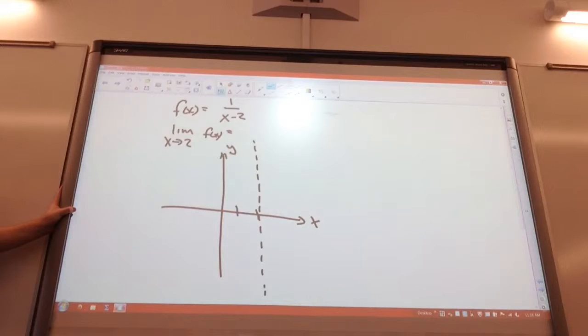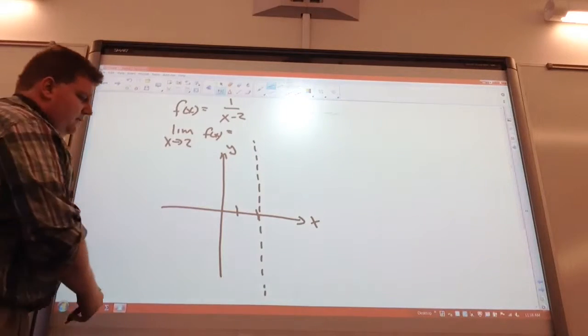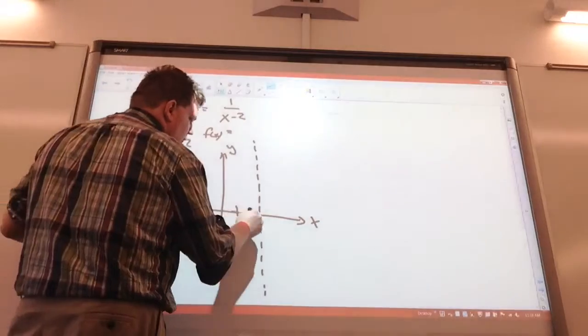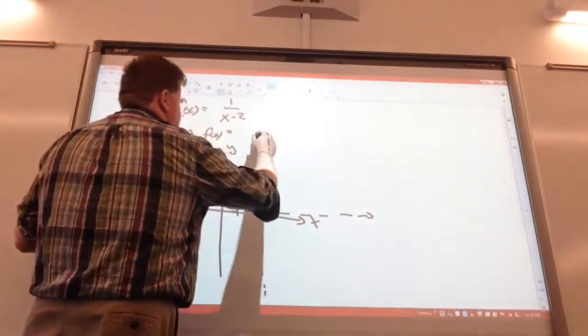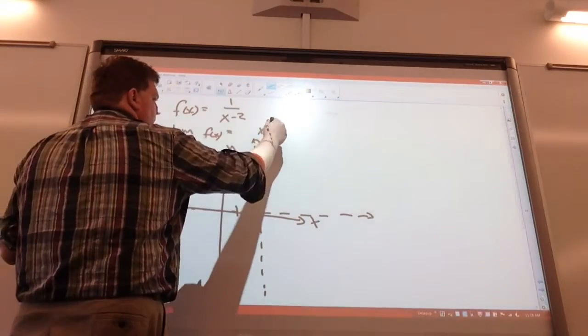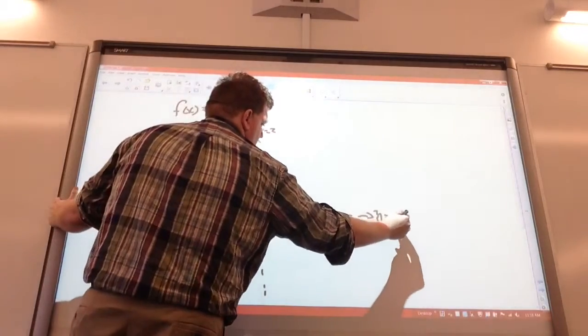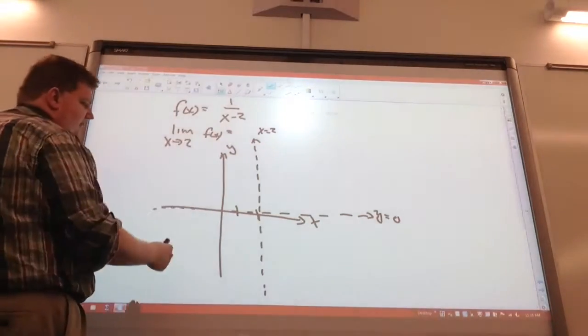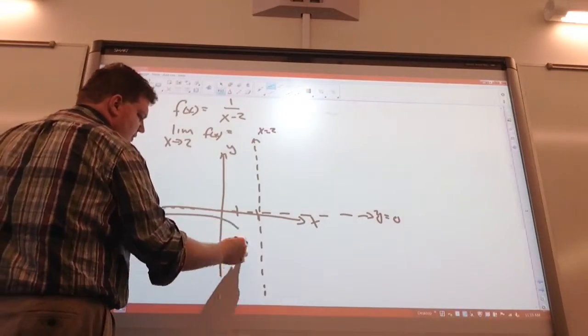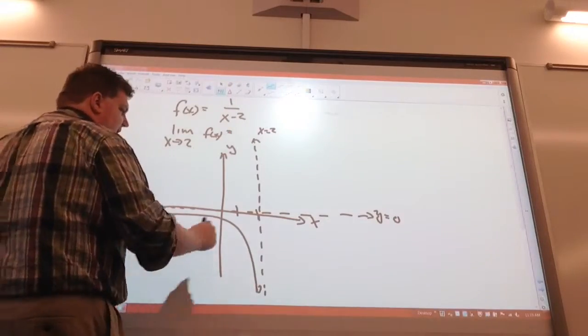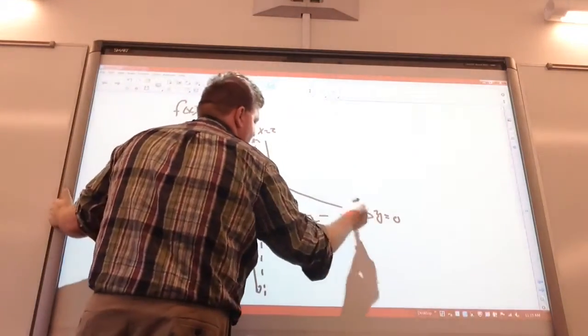It's got a horizontal asymptote at y equals 0. There's nothing added on the outside, so the horizontal asymptote is y equals 0 right there. Those are my asymptotes. And the graph itself is going to curve like that down this way and do something like this up this way.